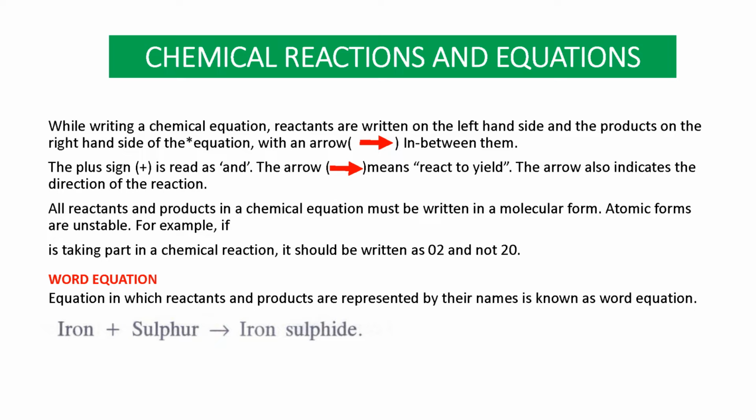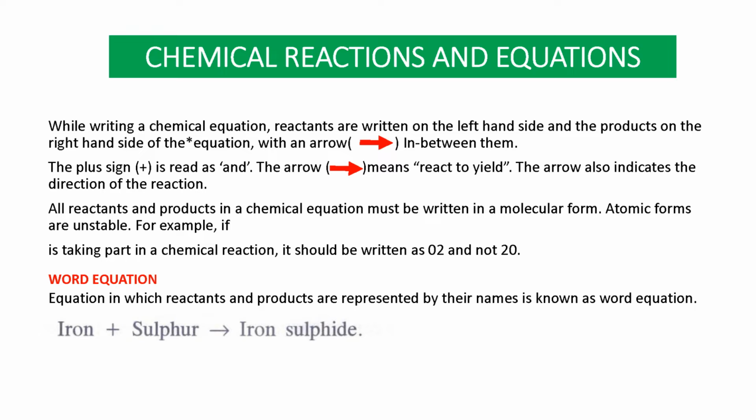The next topic is how to write a chemical reaction or equation. There is a format to write the chemical reaction. We write reactants on the left hand side and products on the right hand side, and we put a plus sign between the reactants and between the products. The meaning of the plus sign is "and", and we put an arrow between the reactants and products. It means "react to yield". So this is the format of how we write the chemical equation.